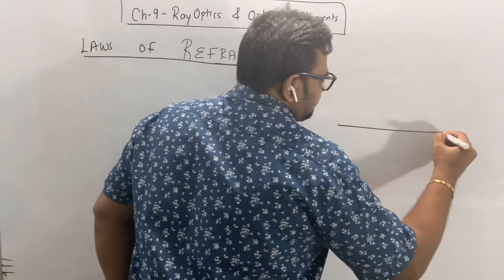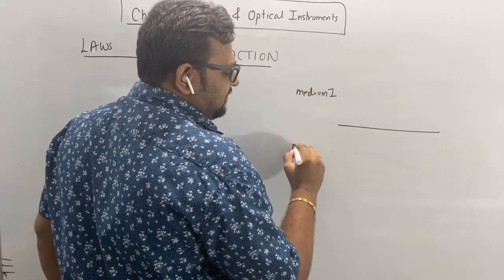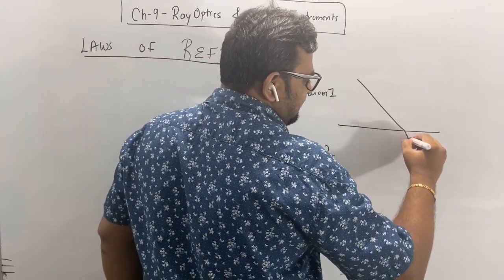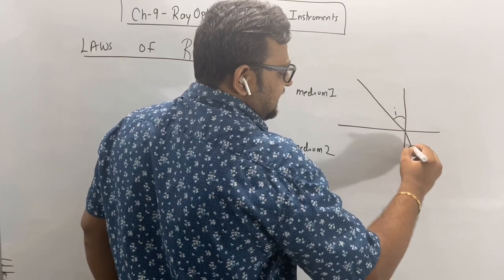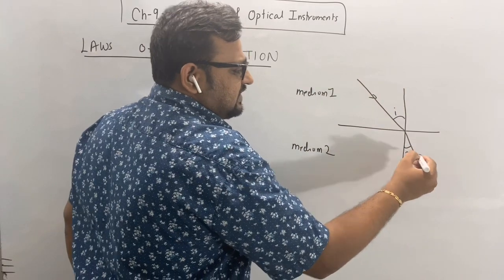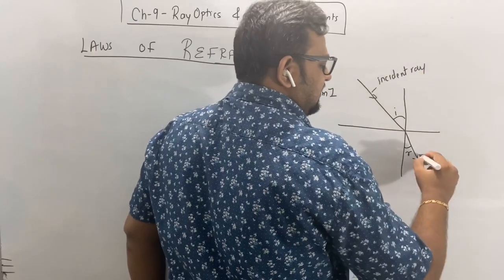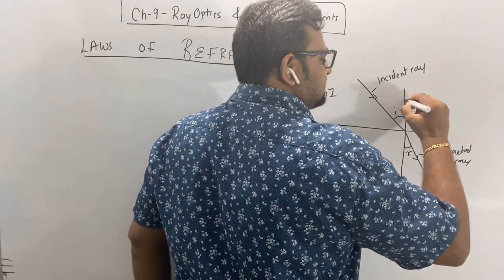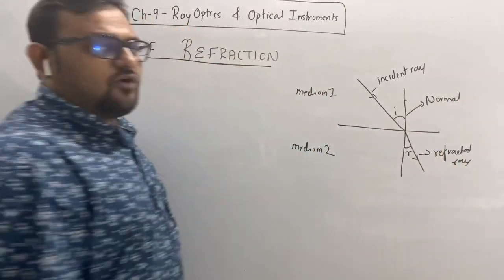Again, let's take medium 1, an optically rarer medium, and medium 2. When the ray of light enters from the optically rarer medium to the optically denser medium, it bends towards the normal. This is the incident ray, this is the refracted ray, and this is the normal at the point of incidence.